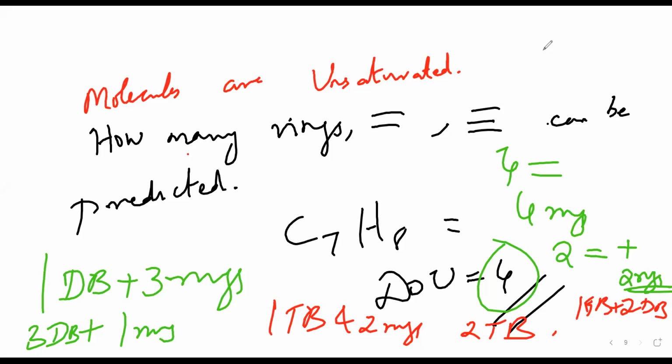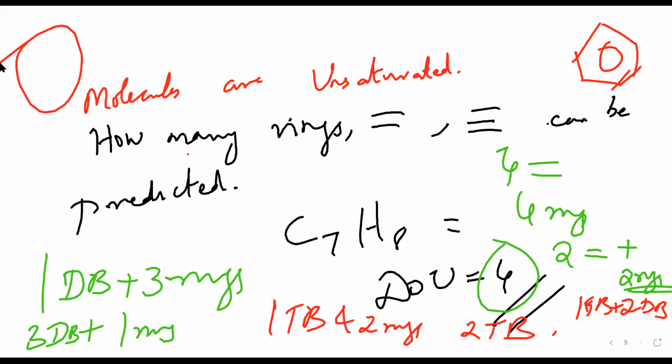Okay. So guys, what we did here is, for C7H8, we calculated the degree of unsaturation, that is, we got 4. Now the main thing here is we have to see how many rings can be predicted. If the degree of unsaturation is 4, we can have 4 rings. If you want to know what a ring is, just take benzene, the closed cyclic structure. That is a ring.